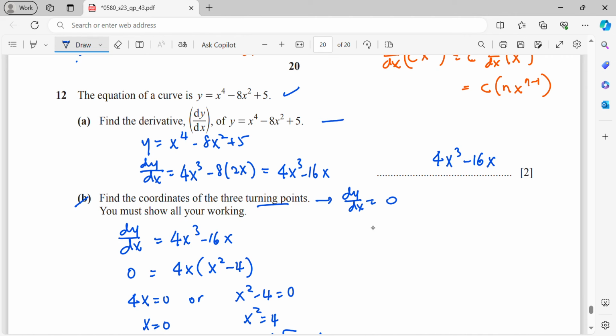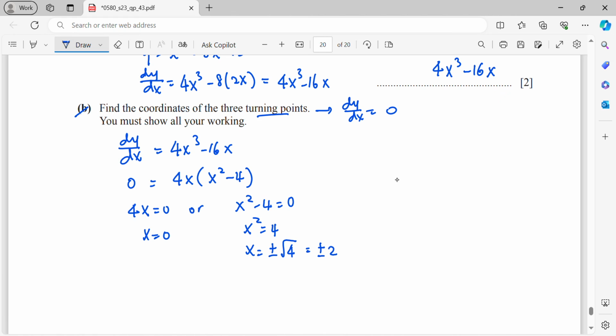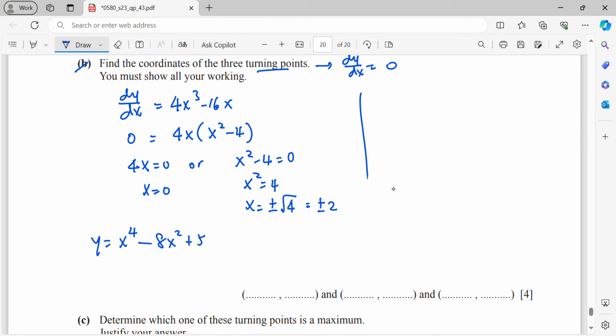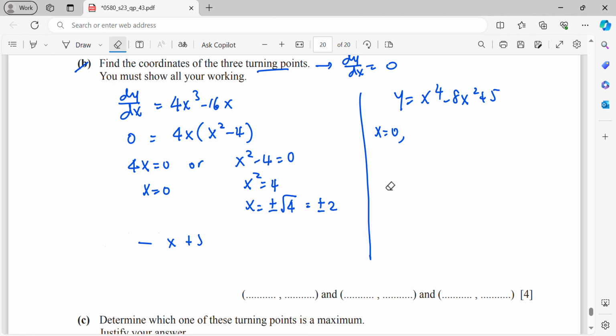So now substitute back into y equals x to the power 4 minus 8x squared plus 5. So when x equals 0, probably I just show it here because of not enough space. When x equals 0, my y will be 5. Obviously 0 minus 0 plus 5.